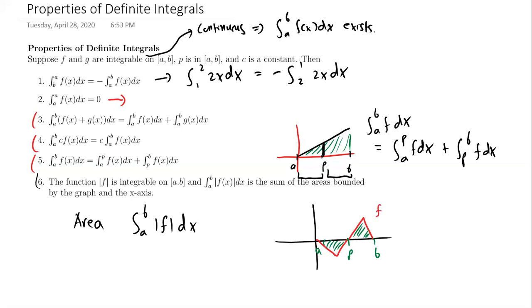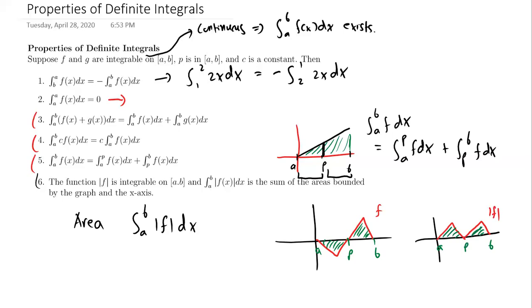Well, what does the graph of absolute value of f look like? Well, just whatever is below the x-axis, you move it up, above. So you reflect it about the x-axis. So absolute value of f looks like this. And everything else stays the same. This is still a, this is still p, this is still b. And now you're just calculating area with everything positive. So that's why that works.